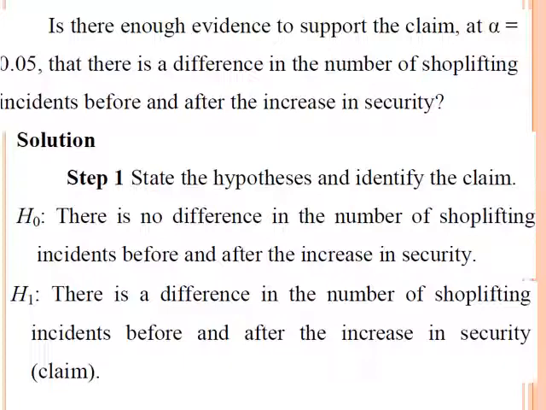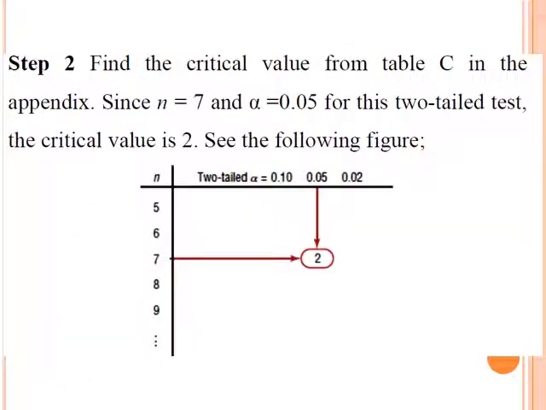We have H0, which is the null hypothesis, and H1, which is the alternative hypothesis. The null hypothesis is that there is no difference in the number of shoplifting incidents before and after the increase in security. We note that H0 always represents equality, and H1 shows the other, which is the claim. So H1 here: there is a difference in the number of shoplifting incidents before and after the increase in security.